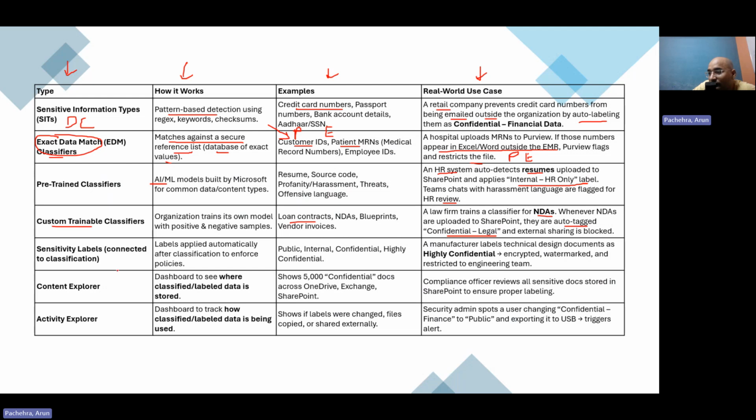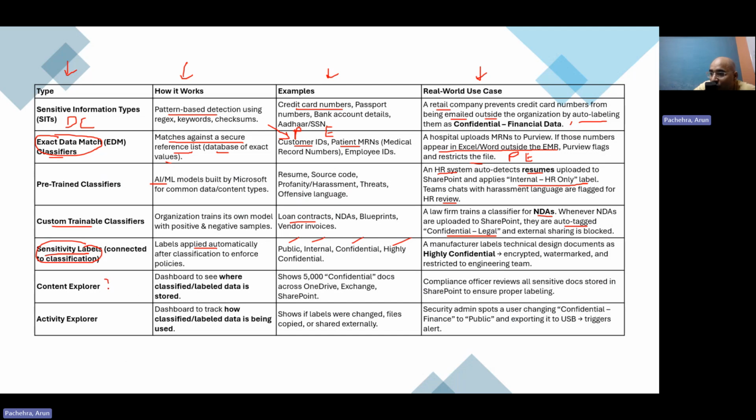Now, there is one more thing, sensitivity labels, which is again connected to the classification, but it is not a type like SITs or AI/ML based pre-trained classifiers. These are the labels applied automatically, the labels which are getting applied through these processes. What are these labels? After classification, they enforce policies. Public, internal, confidential, highly confidential. Here, this is the label confidential financial data. These are the sensitivity labels.